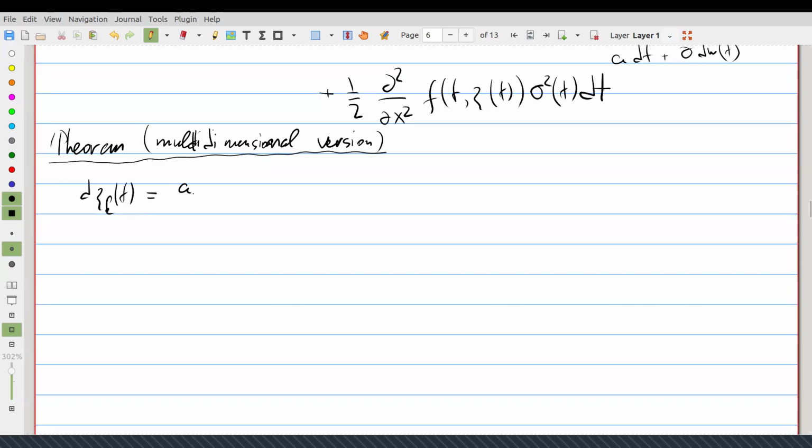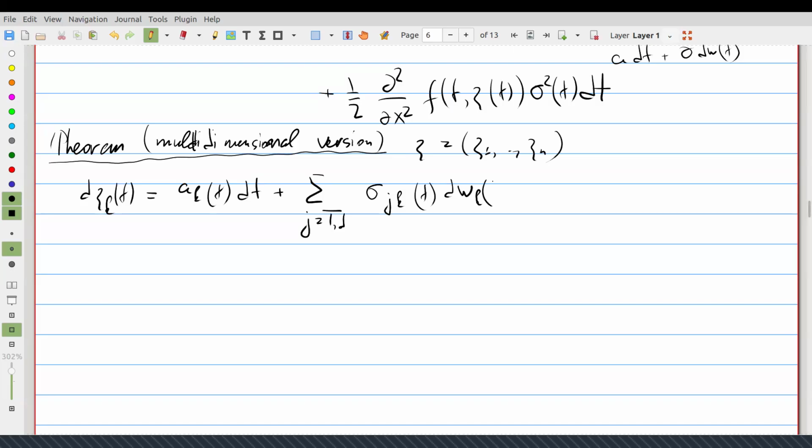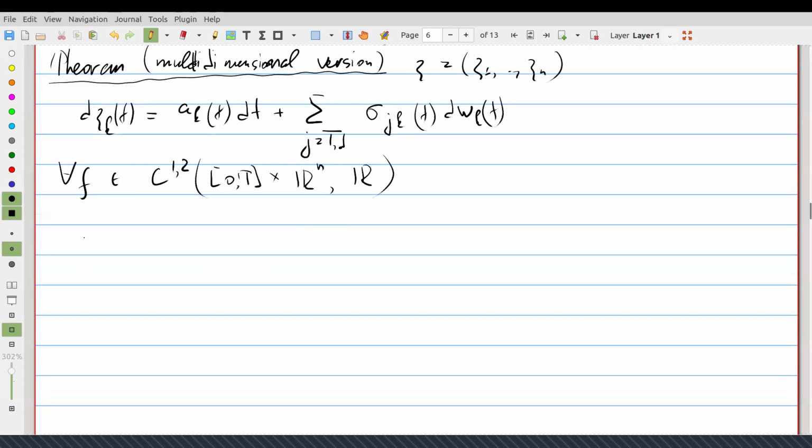we have the process psi with n coordinates such that for every coordinate we have this decomposition, sum over j from 1 to d, sigma j k of t dW k of t. And for any f that is twice continuously differentiable in this sense, we have this expression for its stochastic differential.